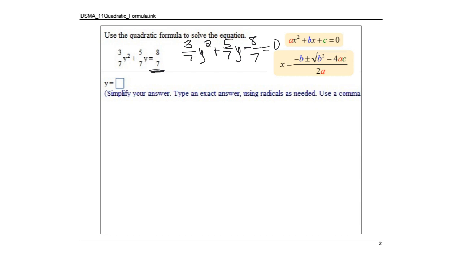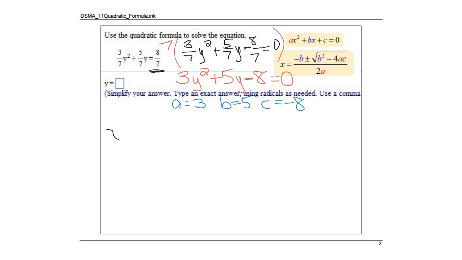So I subtracted 8/7 from both sides. And then let's go ahead and multiply everything by 7, both sides. And so when we do that, we get 3y squared plus 5y minus 8 is equal to 0. All right, so now we can grab our a, b, and c. A is equal to 3, b is equal to 5, and c is equal to negative 8. And let's get to work with our quadratic formula.